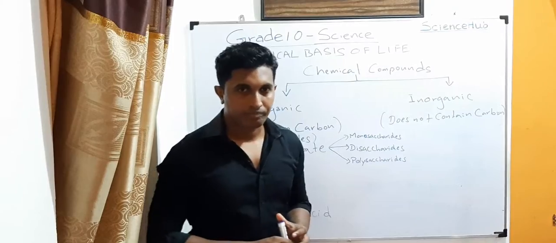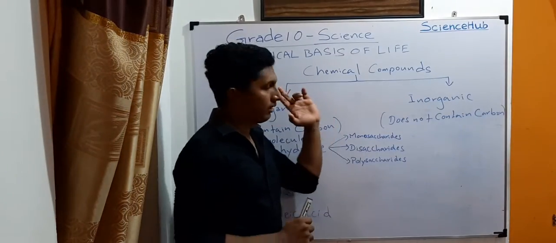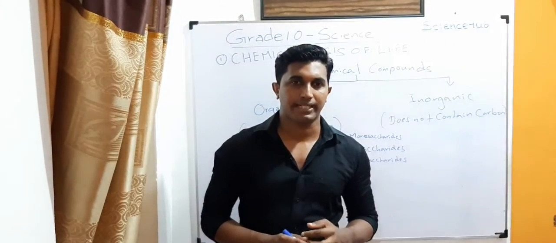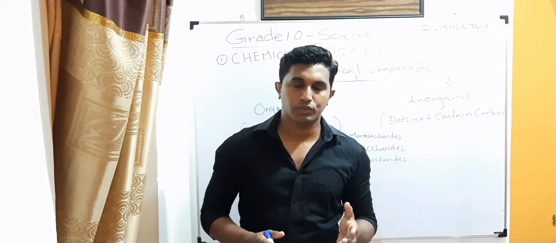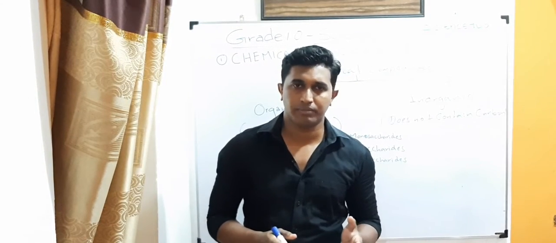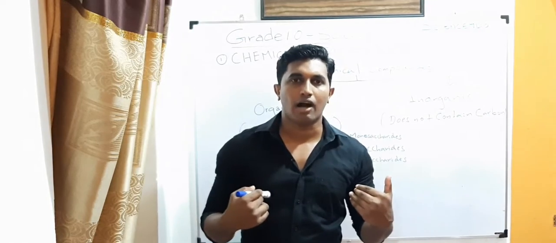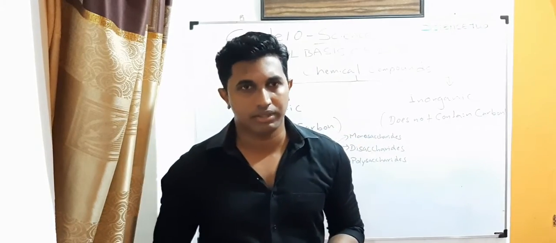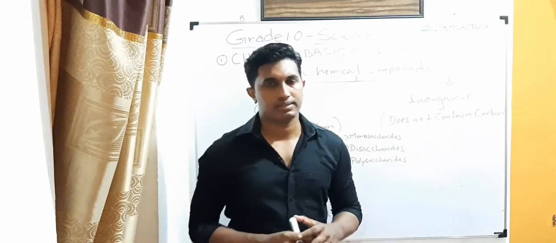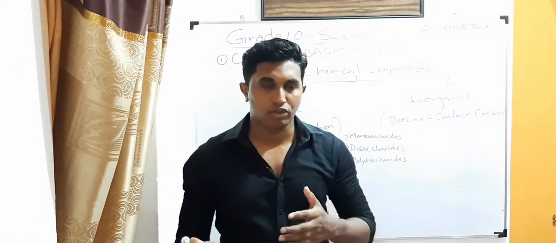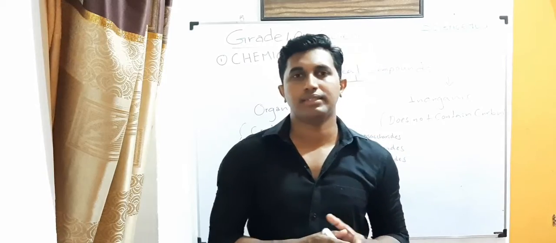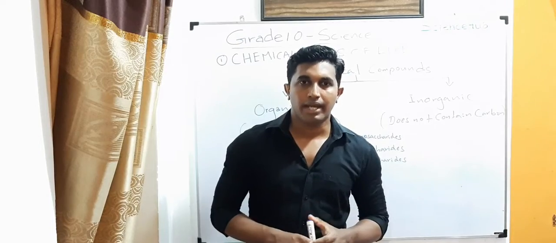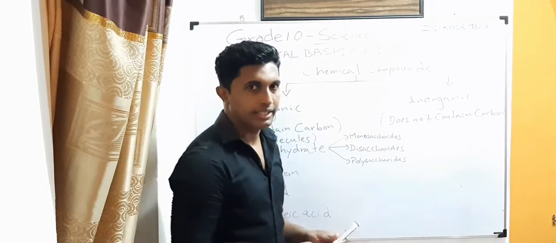Now, when we are considering the chemical basis of living matter, there are about 25 elements in our body. There are about 92 elements in nature. Out of that 92, 25 elements help to develop our living body.